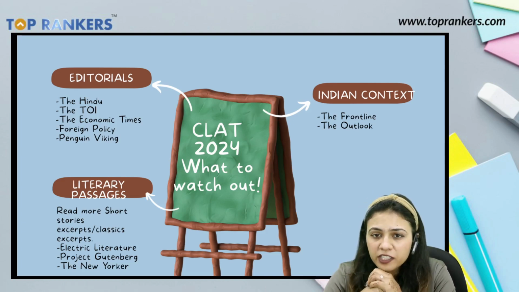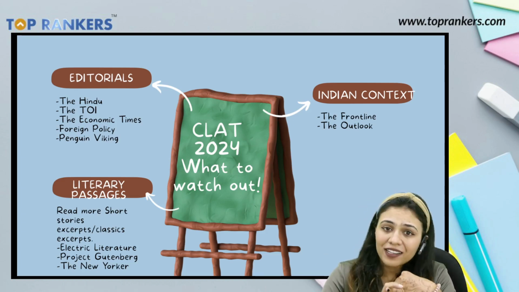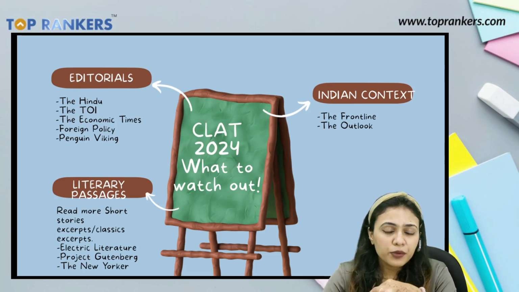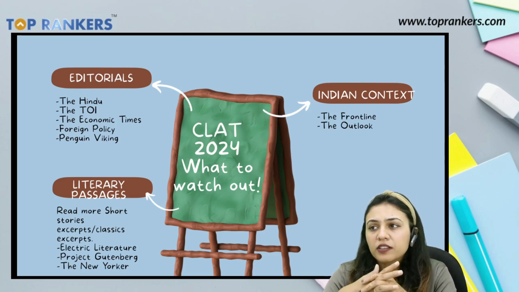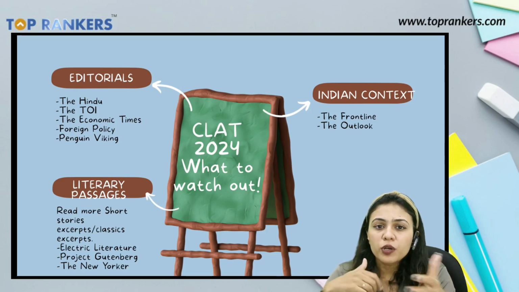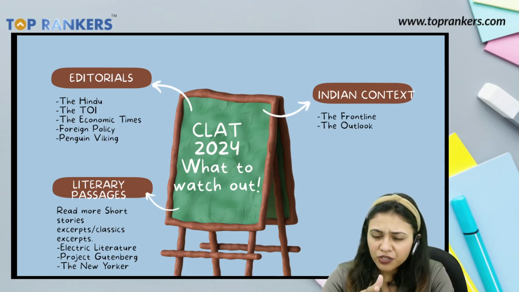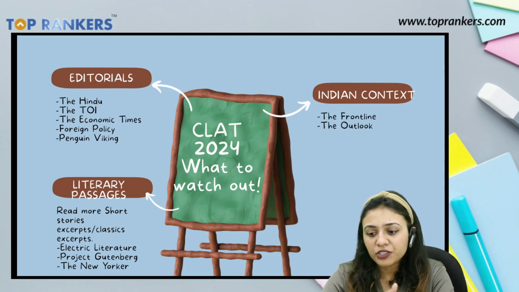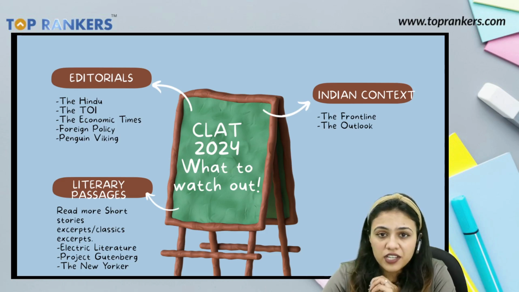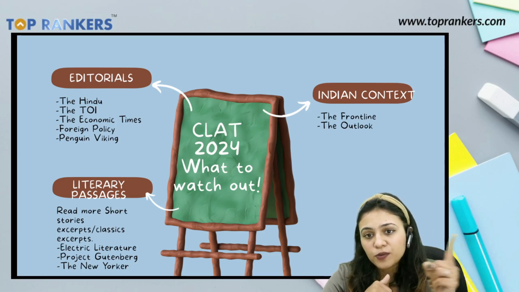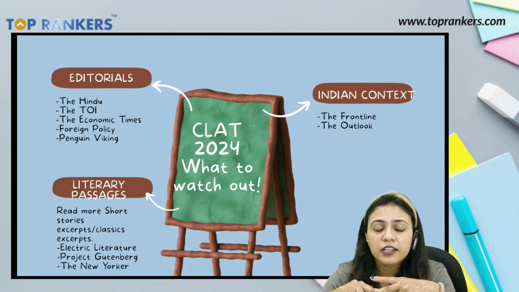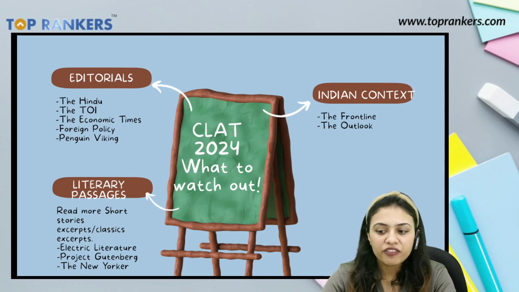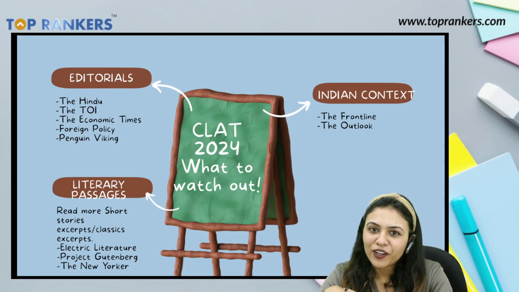If you want to read something on the Indian context, you can definitely go for magazines such as Frontline, The Outlook, Reader's Digest, etc. And if you're somebody who feels that you're not really good with literary passages, then read more short stories, read more classic literature. And again, I've suggested a few websites here. The first one is Electric Literature. Second one is Project Gutenberg. Here you will get an immense library of books. And the last one is The New Yorker.